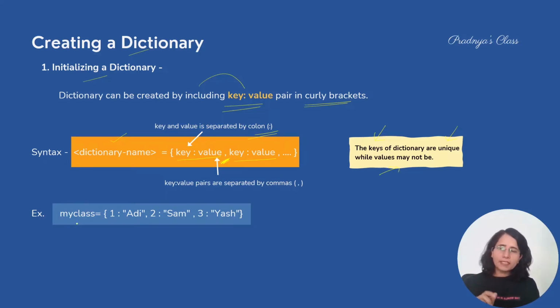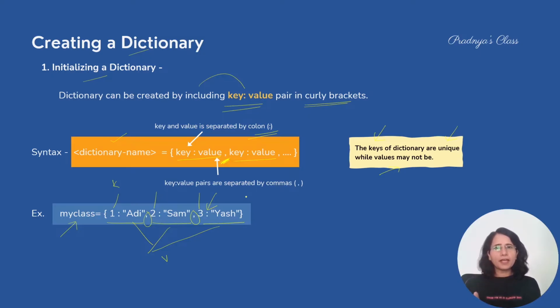Consider a simple example where I am creating one dictionary named my class. In this we have three key value pairs in which 1, 2, 3 are keys and the names are the values for those keys. So each key value pair should be separated by comma and the key and value should be separated by colon. So this is the first form of creating a dictionary, where we write the key value pairs in the curly brackets.